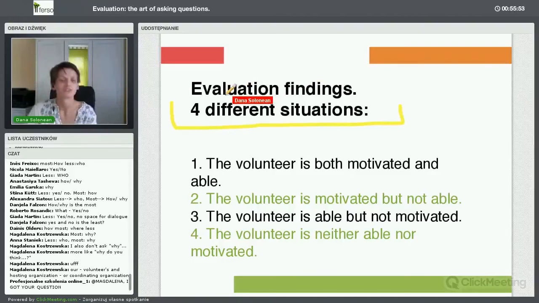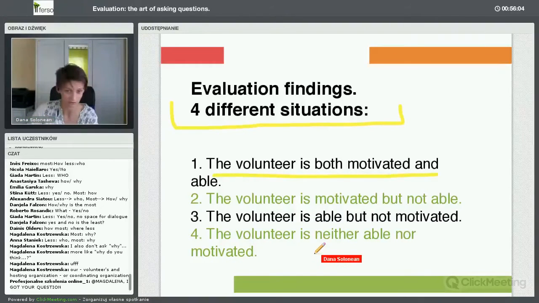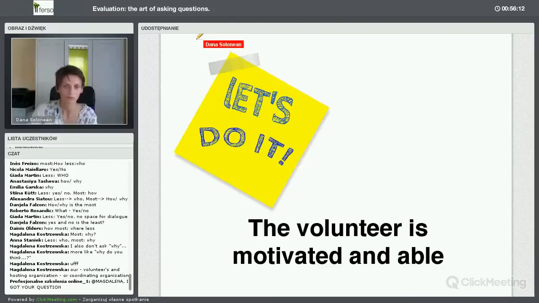Thank you very much. So we have 4 different situations: when the volunteer is both motivated and able, motivated but not able, able but not motivated, and neither able nor motivated. So this is what the specialists say we can find during an evaluation. And we will start with the volunteer who is motivated and able, and it's like, woohoo, it's great.